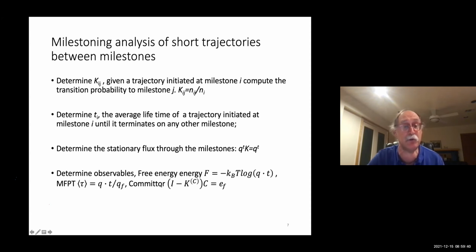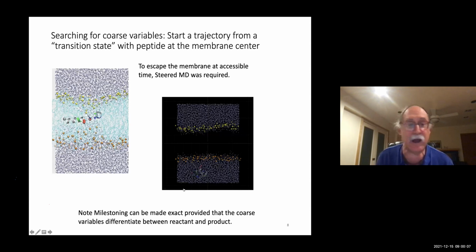Another thing that we can compute, which is exact within the framework of milestoning, is the committor function, which is given by this formula here. It's I minus K, the same K that I wrote here. And this is a vector EF, which is 0 everywhere except 1 at the product state. So these three functions are the ones that I'm going to discuss further: the free energy, the mean first passage time, and the committor.